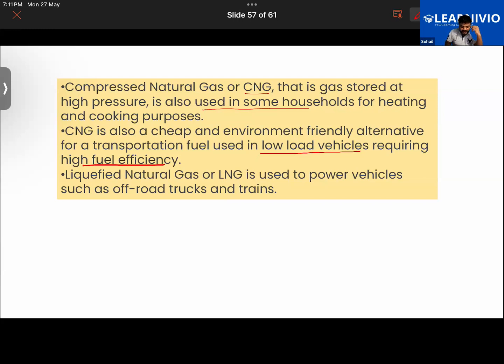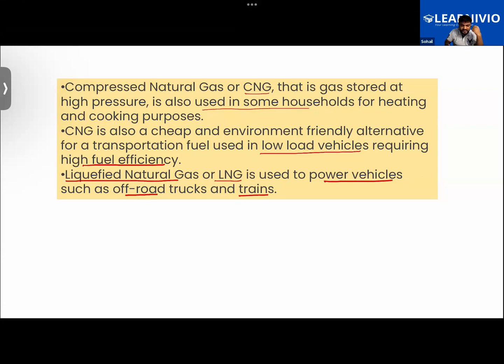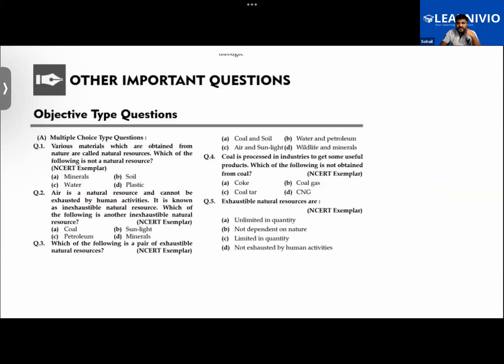Then you have liquefied natural gas also. You liquefy it. In short, it is called LNG. It is used to power vehicles such as off-road trucks, and in certain cases in trains also it can be used. So that's natural gas for you. So hope that is clear. If you guys have any questions in it, please let me know.